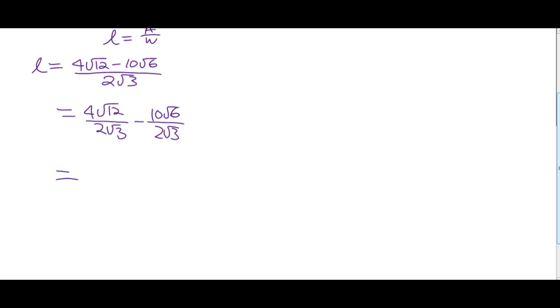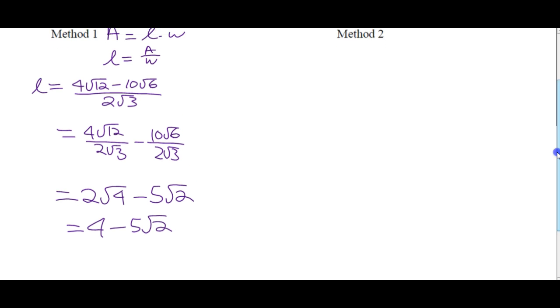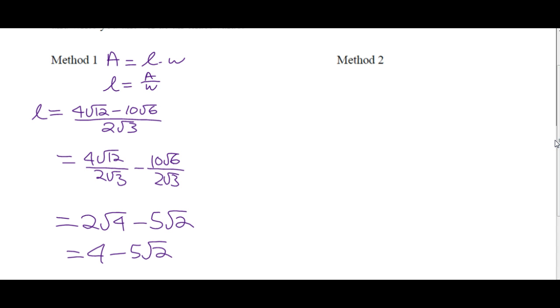So what's 4 root 12 divided by 2 root 3? 2 root 4. What's 10 root 6 divided by 2 root 3? 5 root 2. What's 2 root 4? 4. So we get 4 minus 5 root 2. Okay, so that's one method, that's method 1. Method 2, got the same thing.